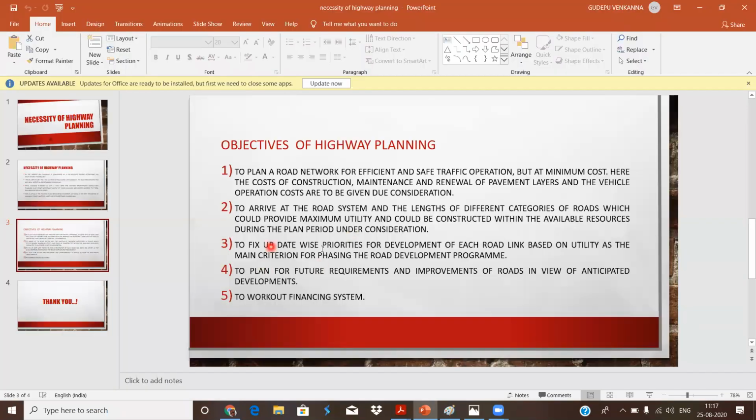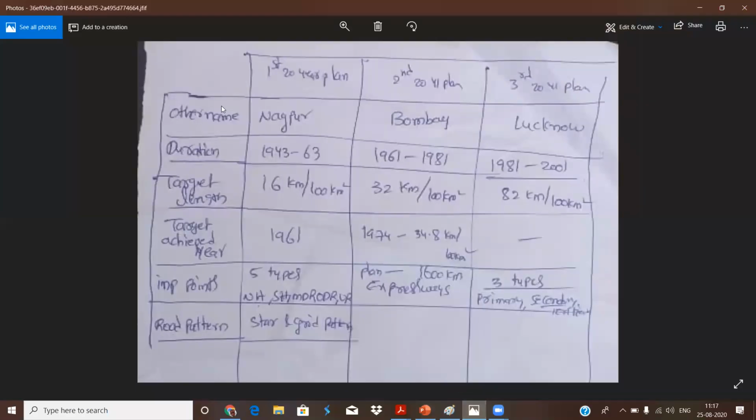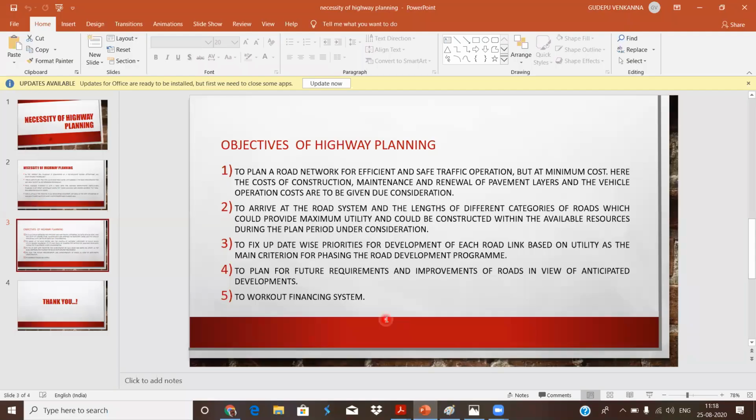Next one: to fix up date-wise priorities for development of each road link, based on utility as the main criterion for phasing the road development program, like three-tier road development plans. Here we are taking the duration, and we are giving the target length up to the end. So we fix the date-wise priorities for development of the program, and also plan for future requirements and improvements of the roads in view of anticipated development.